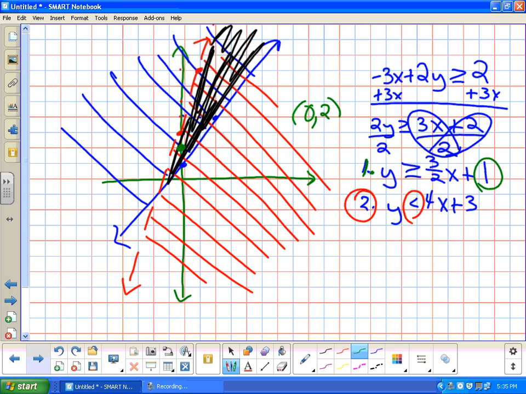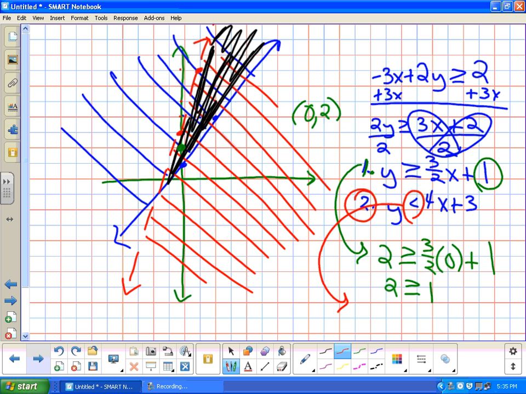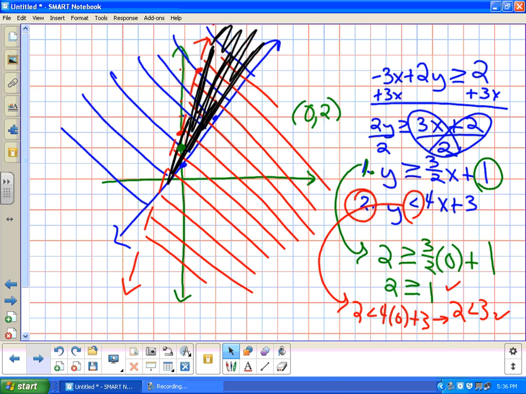And (0, 2) is true for the first inequality because 2 is greater than or equal to 3/2 times 0 plus 1, or 2 is greater than or equal to 1. And for the second inequality, if I put my ordered pair in, it gives me 2 is less than 4 times 0 plus 3. 4 times 0 is 0. That becomes 2 is less than 3, which is also true. These are both true statements, so I have shaded the correct region.